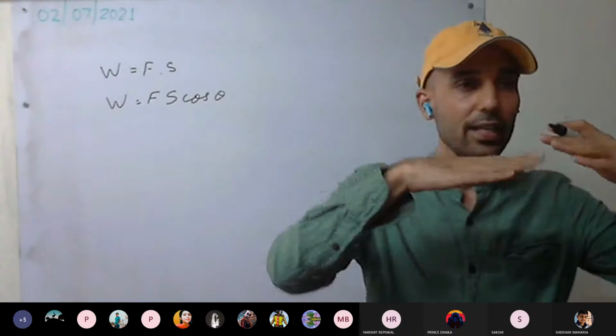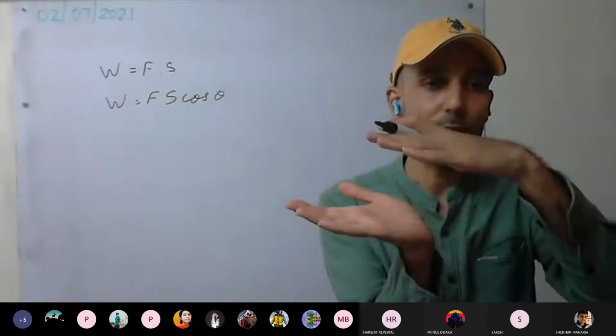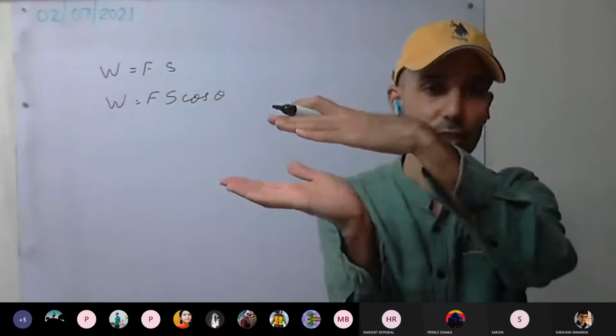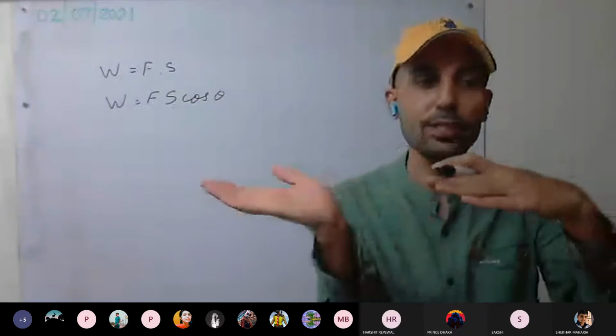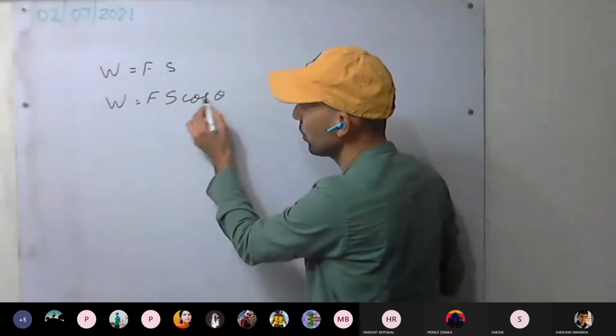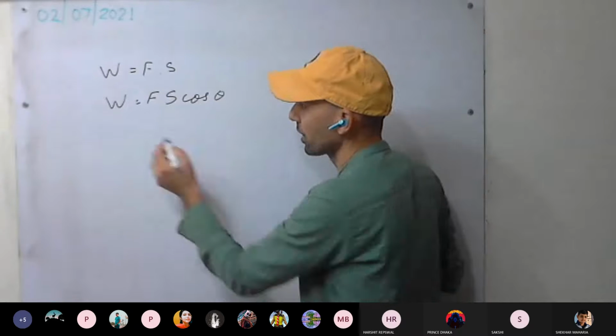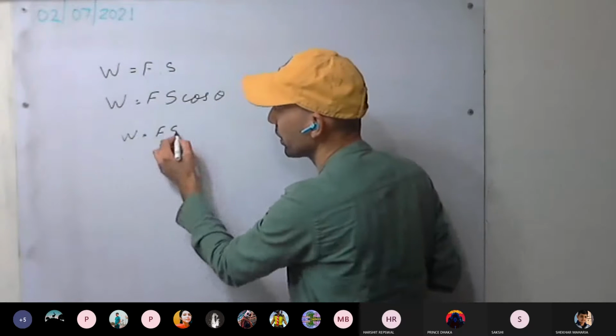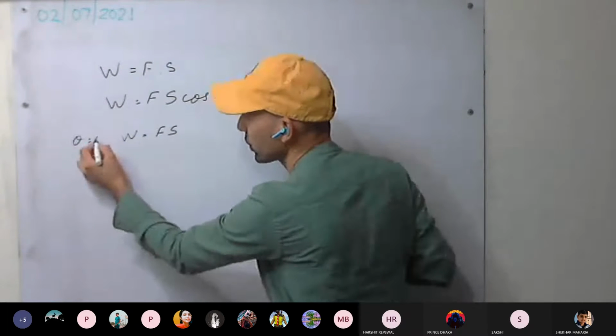So when both the force and the displacement are in the same direction, the body is being displaced in the same direction as that of force, then theta will be 0, cos 0 is 1. So work done will be Fs. Theta equal to 0.